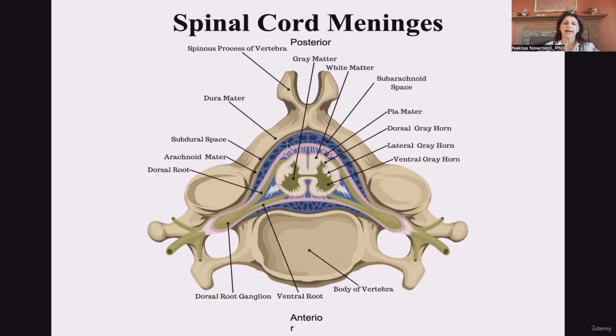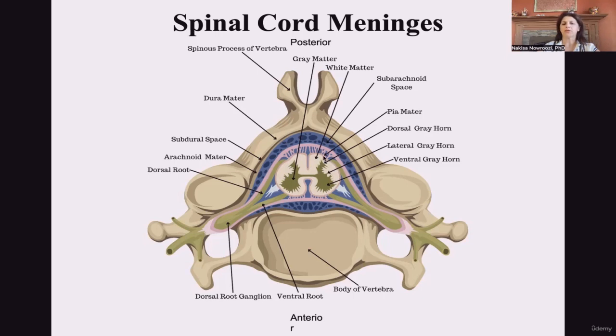So here, if I'm going from outside in, this layer is called dura mater. These are the meninges that we're looking at. Below the dura mater there's a space, called the subdural space. Then we get to the arachnoid mater. Then below the arachnoid mater, I have the subarachnoid space. And then the subarachnoid space takes us to the pia mater, which is like a saran wrap covering this cross-section of spinal cord, covering the spinal cord.